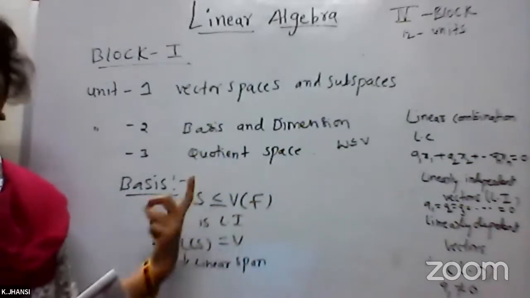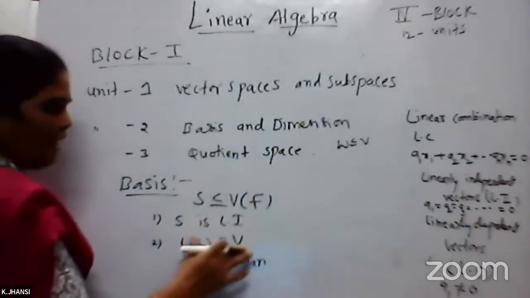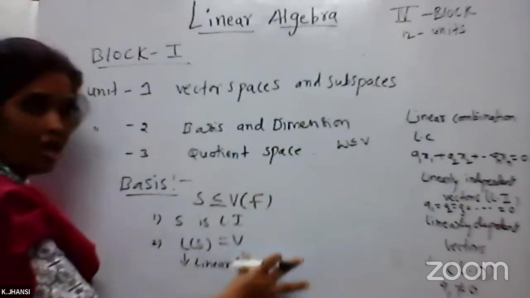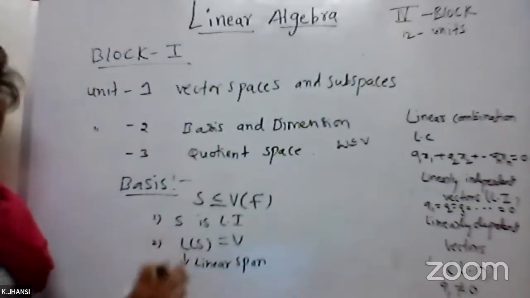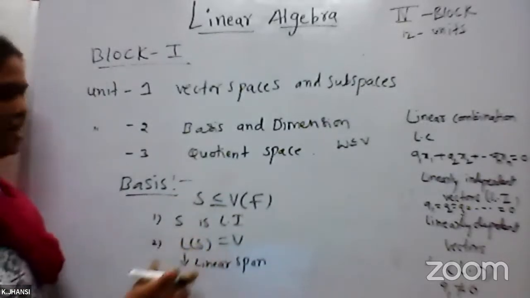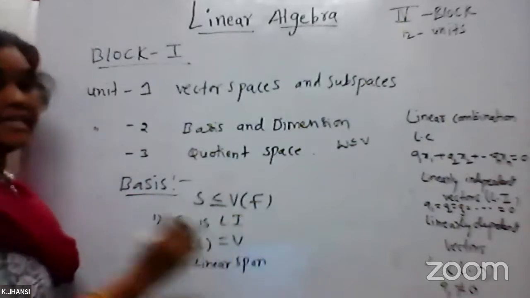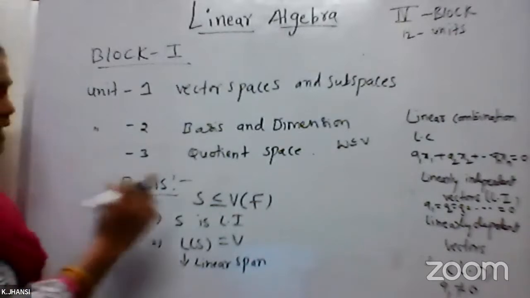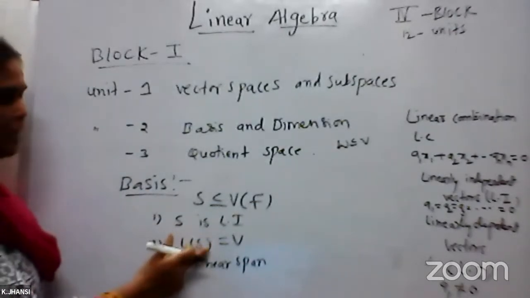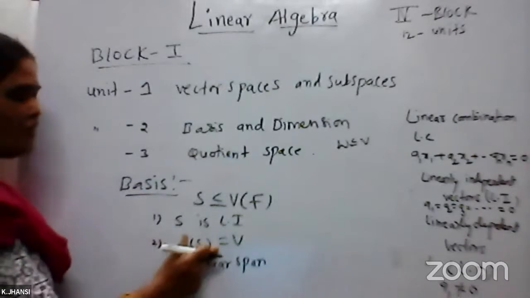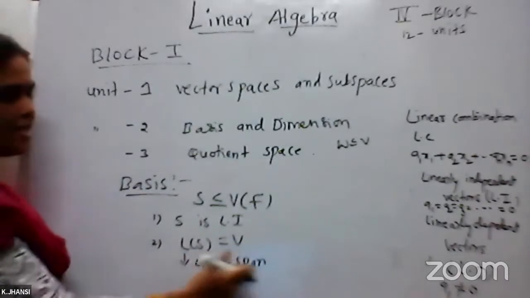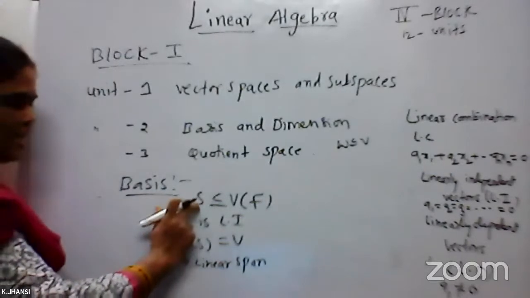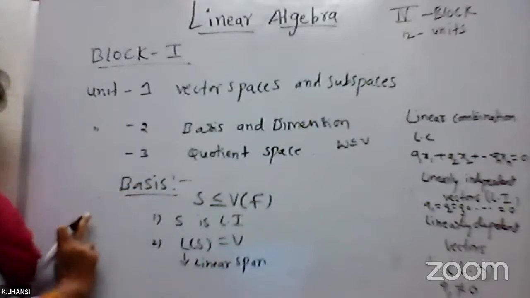V means here the set of vectors. That means whatever elements are there in the V set of vectors, all those elements should form a linear combination with respect to set S. The linear span definition is that each and every element of the set of vectors should form a linear combination with respect to set S. Then L of S is equal to V. That is called a linear span. So if these two conditions are satisfied, then this S is called a basis of the vector space.